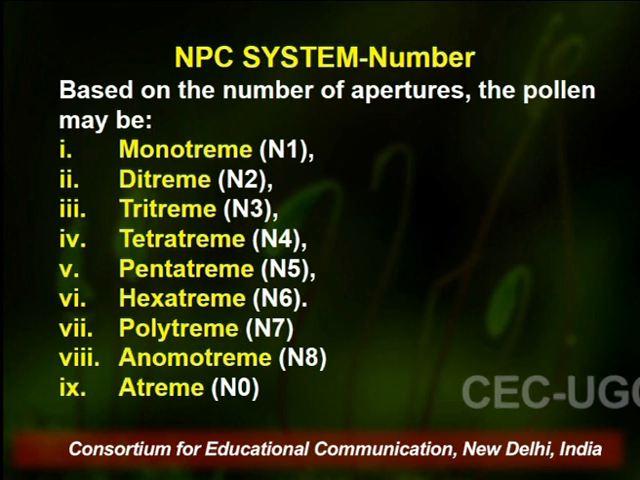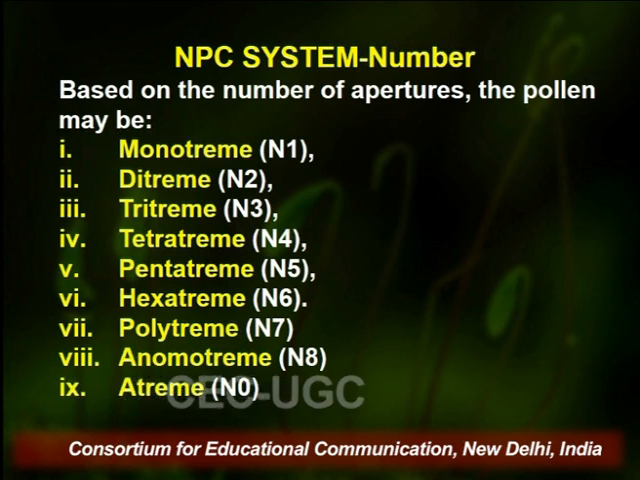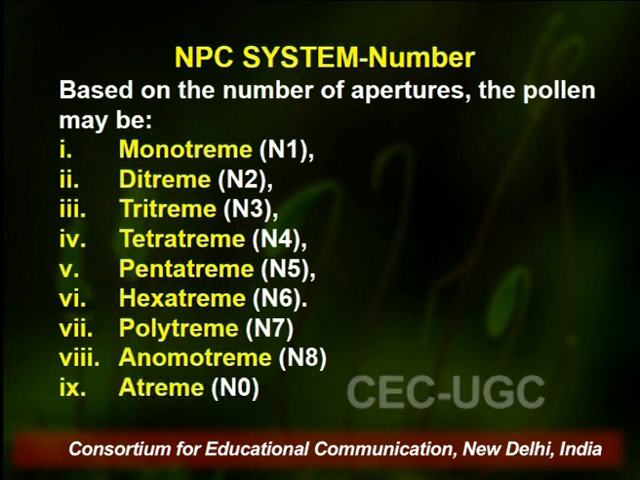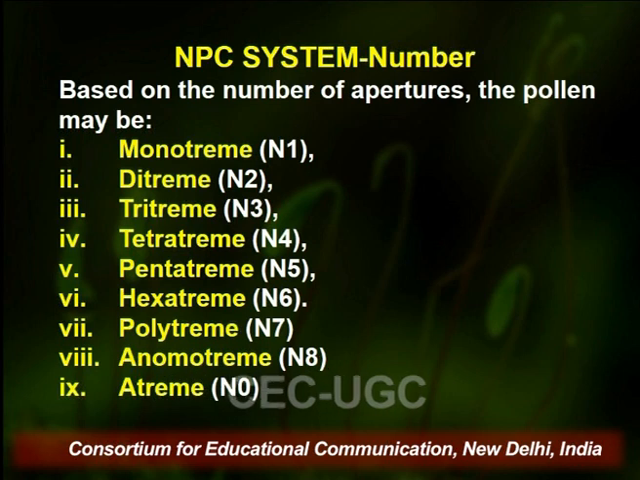If the number is 5, it is pentatrim, hexatrim for number 6, polytrim for N7 and anomotrim when the number of apertures is more than 7, and if there are no apertures, the pollen are referred to as atrim. So, this refers to the number of apertures, that is the N part of the NPC system. Then there is the position of these apertures.